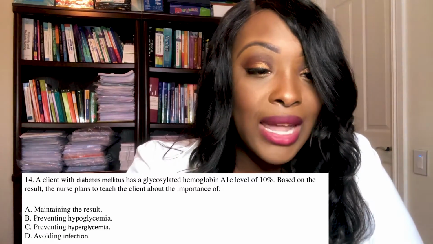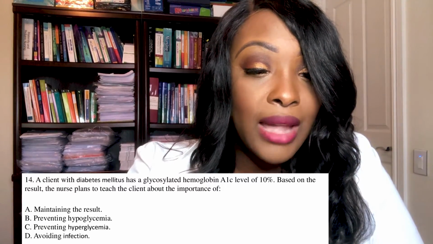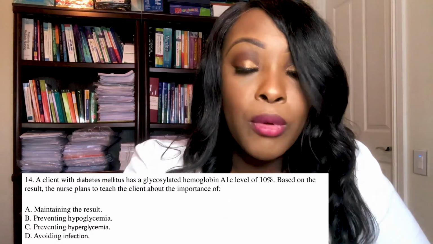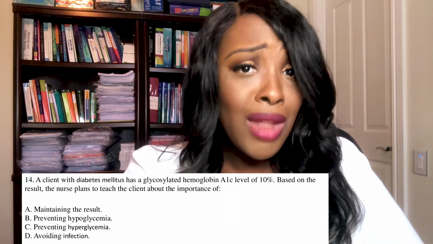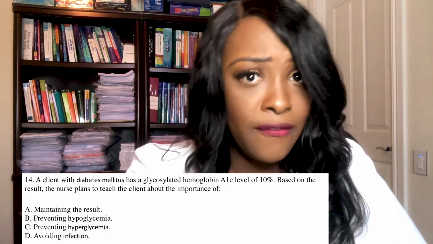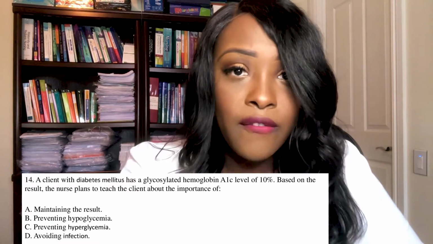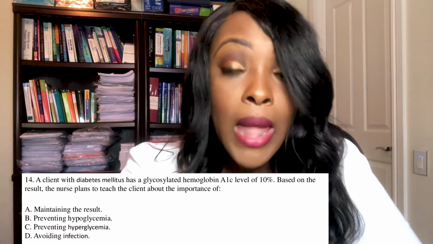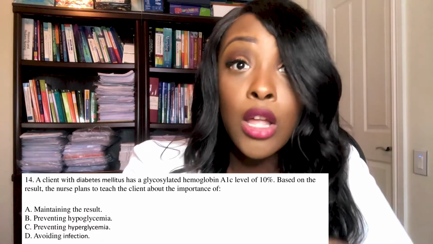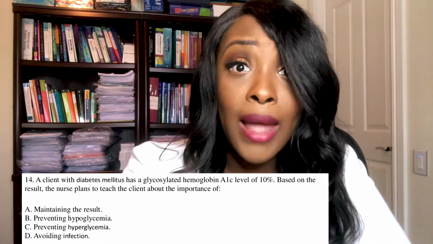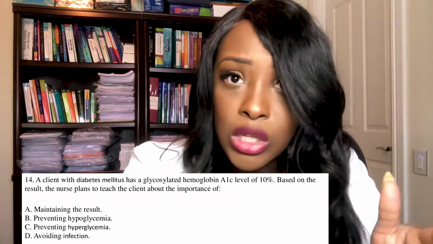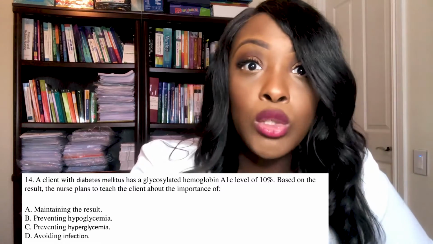Now, guys, the correct answer is C, preventing hyperglycemia. For the normal layperson who's not diabetic, you want the hemoglobin A1C to be less than 5.7. Some books say 5.7 or less. But if that patient's diabetic, you want it to be less than 7. So 10 is way too high. Some books say 7.5, so it just depends on your textbook, but 10 is way too high.